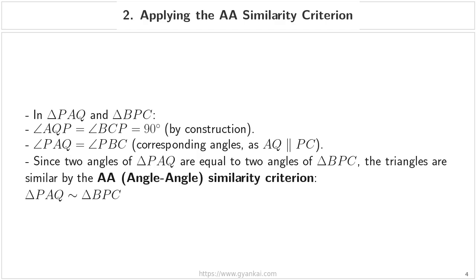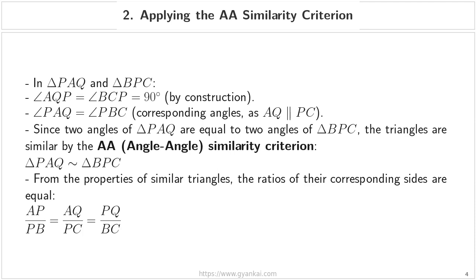Because we have identified that two angles in triangle PAQ are equal to two angles in triangle BPC, we can conclude that these two triangles are similar based on the angle-angle, or AA, similarity criterion. We write this as triangle PAQ is similar to triangle BPC.